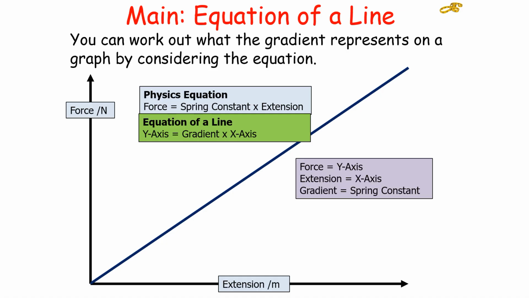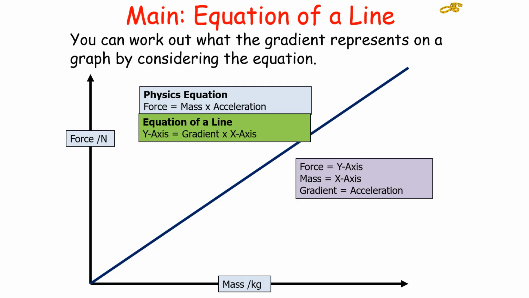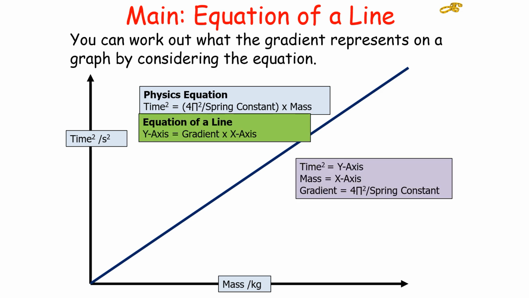So in this example, our gradient is going to be the spring constant. In this example, where F equals ma, well, if we say y equals mx, well, therefore if the y-axis is the force and the x-axis is the mass, well, then the gradient has to be the acceleration. And we can use it for even more complicated equations. So if we said that time squared equals 4 pi squared over spring constant times by the mass, well, if we say y equals mx, if y is time squared and x is the mass, well, then the gradient is 4 pi squared over the spring constant.